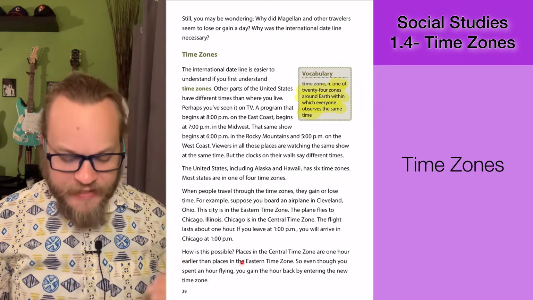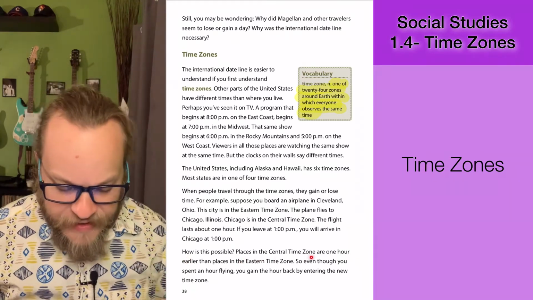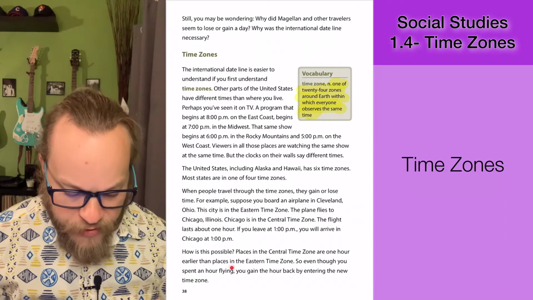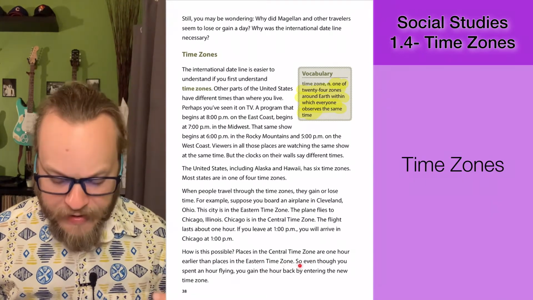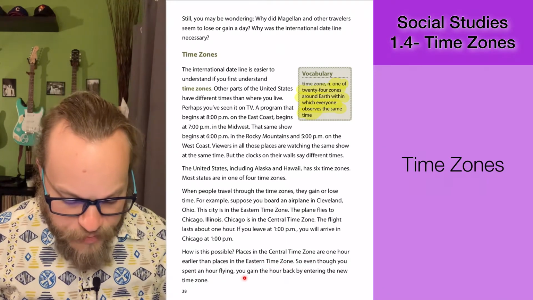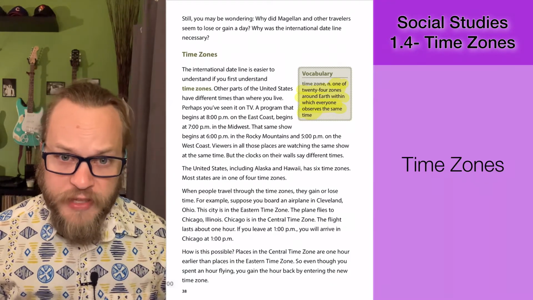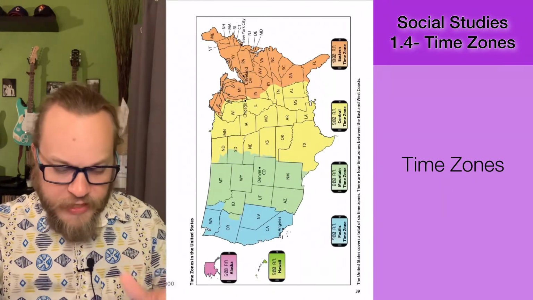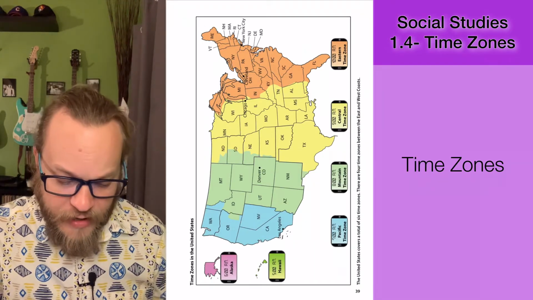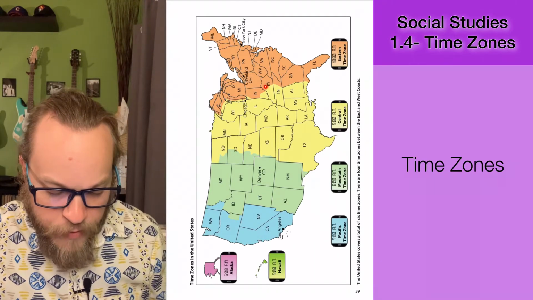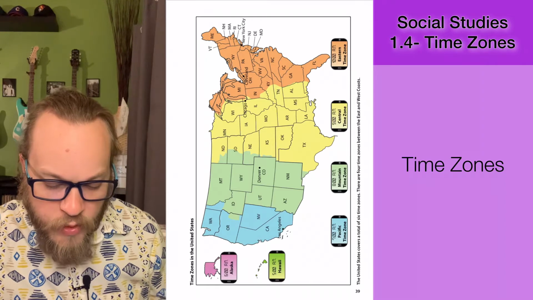Well, how is this possible? Well, places in the Central time zone are 1 hour earlier than places in the Eastern time zone. So even though you spent an hour flying, you gain the hour back by entering into this new mysterious time zone. So here's a map of the United States, color coordinated with approximately the time zone.